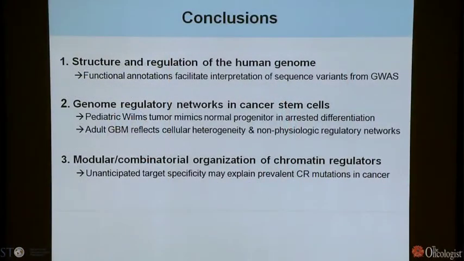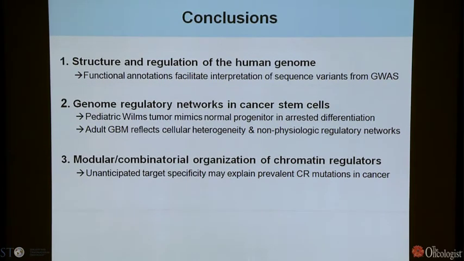So let me just conclude the talk then. I've told you how epigenomic or chromatin state mapping can tell us about the structure and regulation of the genome, how we can identify elements, and these functional annotations facilitate interpretation of sequence variants from GWAS. I've told you about how these same technologies can be applied to cancer cells, in particular cancer stem cells. In the case of pediatric Wilms tumor, it looks like there's a regulatory network that really mimics normal progenitors that have been arrested, whereas adult GBM seems to reflect more cellular heterogeneity.